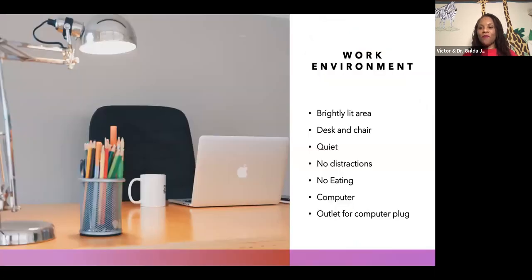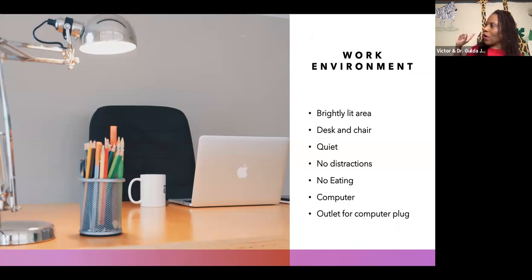Let's think about the environment. That means the place that you're going to be sitting in order for you to do your schoolwork. Make sure that it is brightly lit. It's a bright area where you can see what you're doing and we can see who you are. We can see you. Make sure it's a desk, a chair, and let's say you don't have a desk. You can work at your kitchen table.